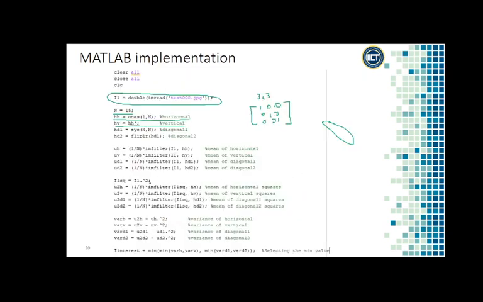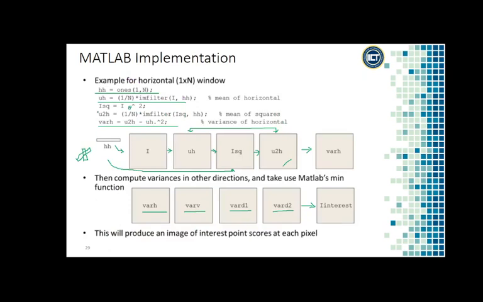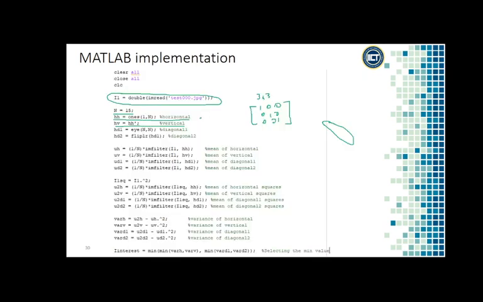Then we will apply the squared values. And once we apply the squared values, we apply again the horizontal, vertical, and diagonal to the circle. Let's see this part and this part. And once we have this, we compute the variances in the horizontal, in the vertical, and in the two diagonals.